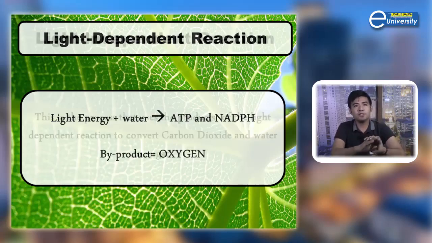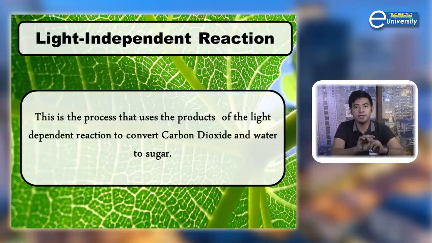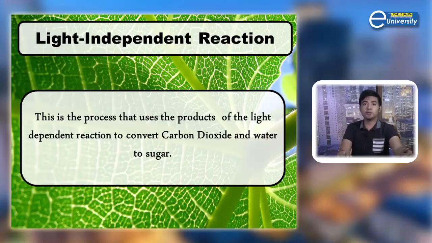Okay, so we will now proceed to the light-independent reaction. Light-independent reaction means it is now independent, so this process doesn't need the light anymore. This process uses the products of light-dependent reaction to convert carbon dioxide and water to sugar.